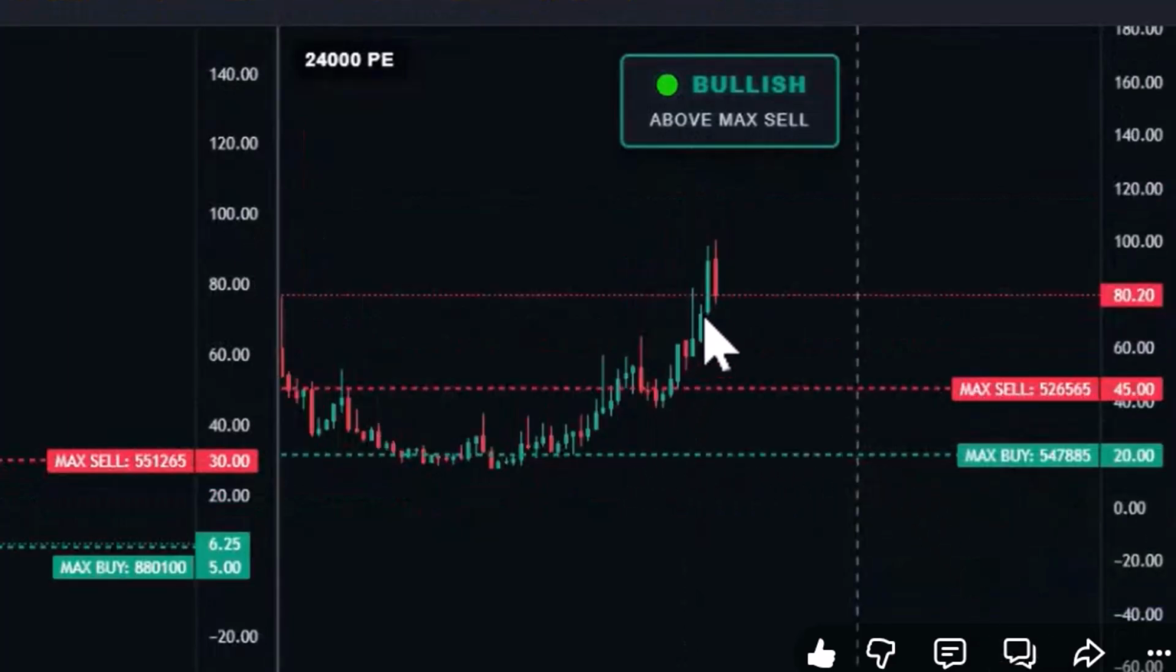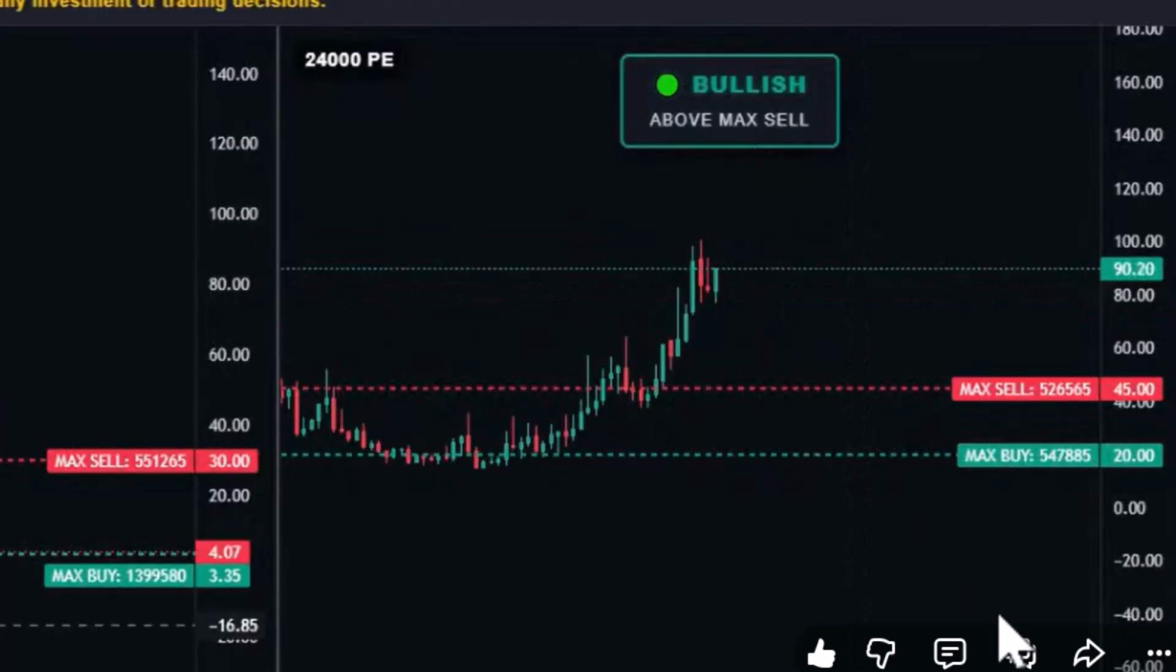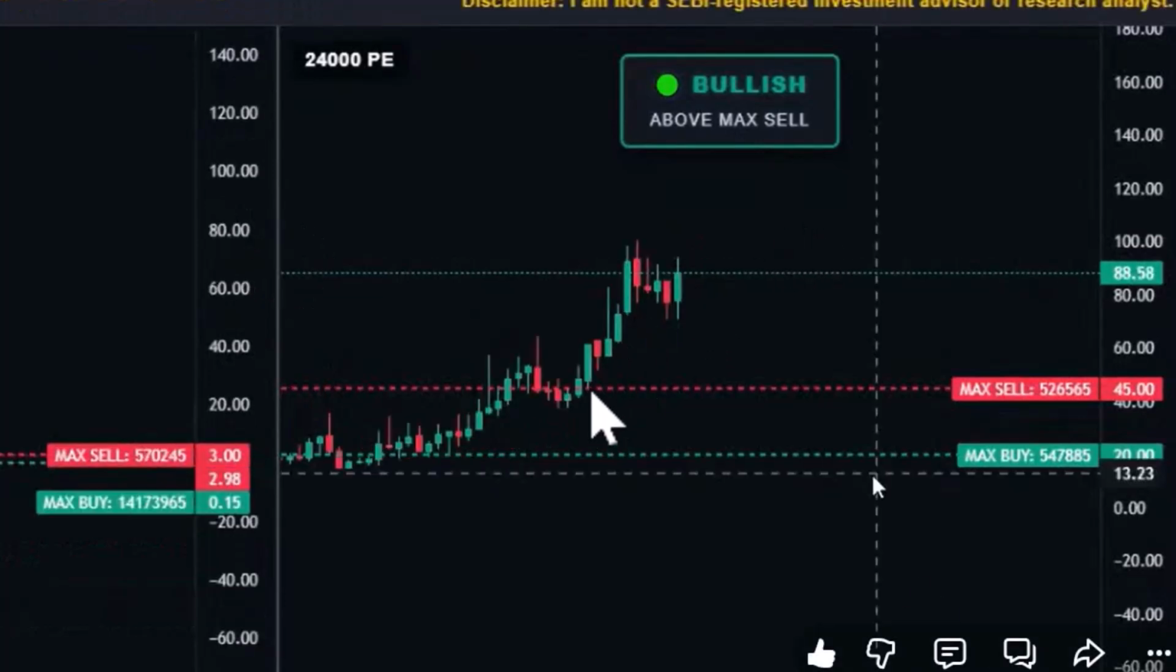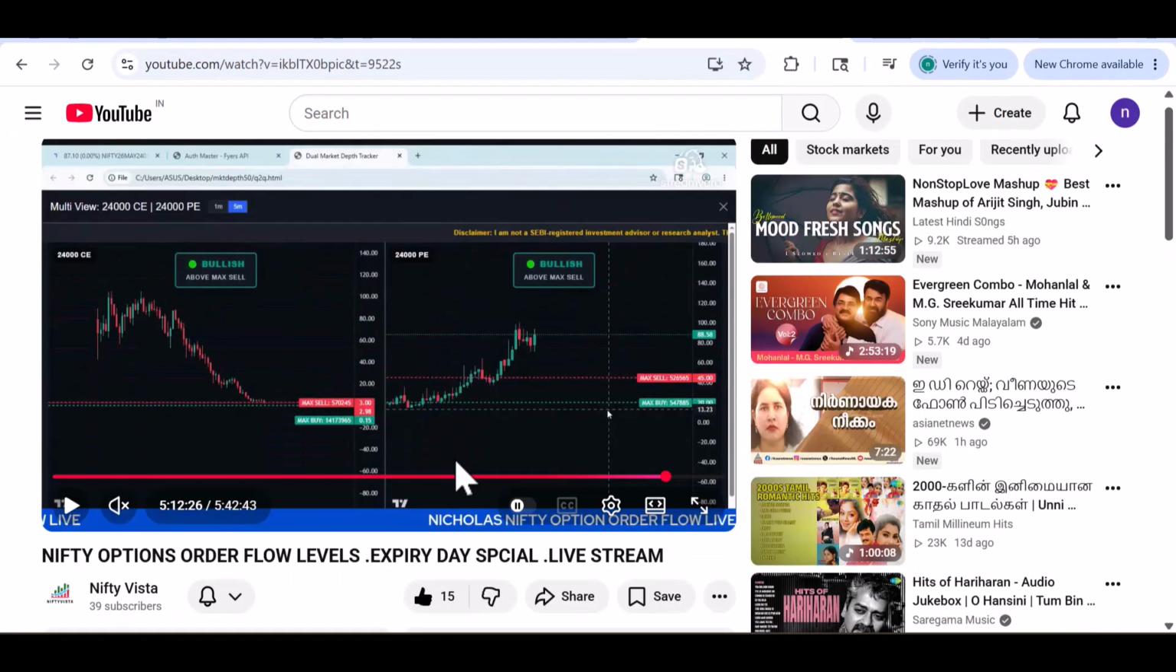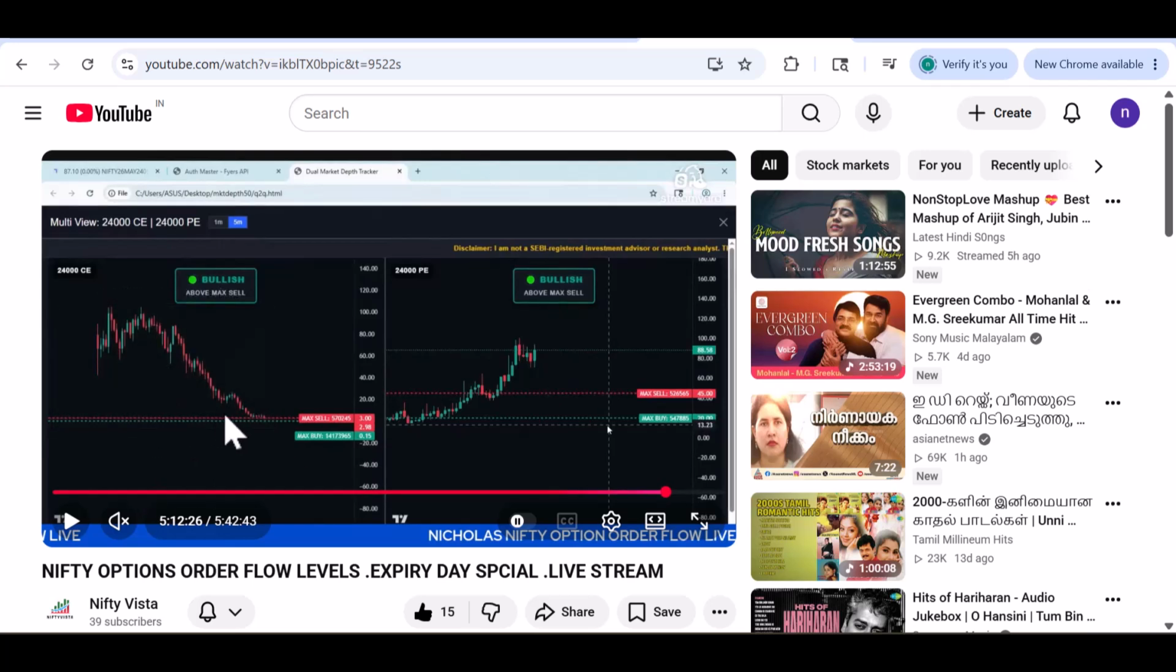It moved from the 45 to the 80 level, then the 90 level. Like that way it will trade. You can check the previous 2 live streaming videos and see how these levels work.